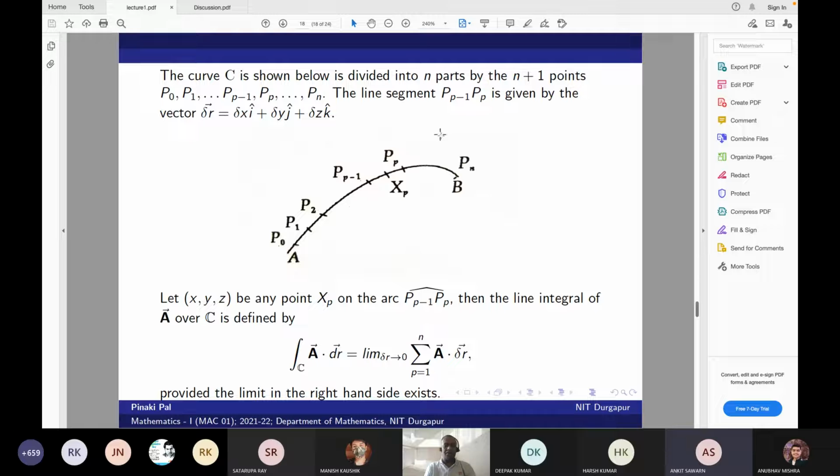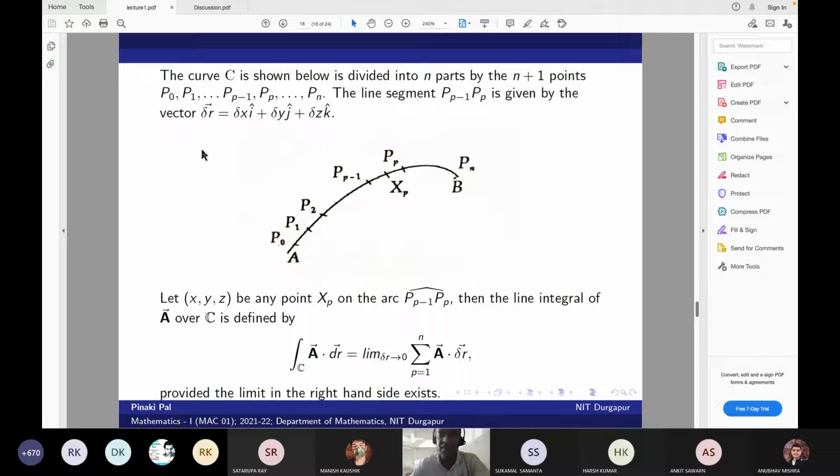Okay, sir, so can you repeat this again? Okay, sir, so hello, sir. Yeah, sir, I'm repeating. Sir, is the vector A defined with respect to the origin? We have said that the line integral of vector A is with respect to the origin or with respect to the point A? No.